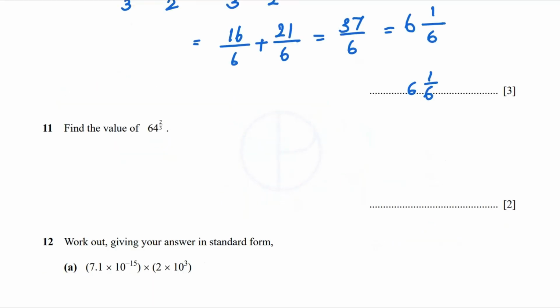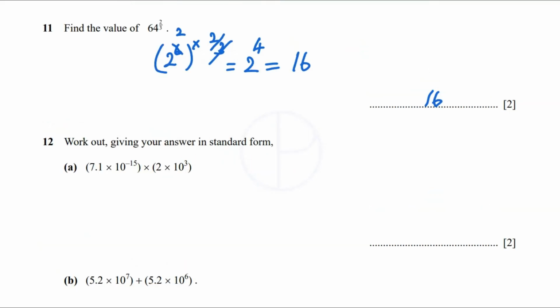Find the value of 64 power 2 over 3. 64 can be written in powers of 2. 2 cube is 8. 2 power 5 is 32. 2 power 6 is 64. So 2 power 6 multiplied by 2 over 3. So 3 goes into 6 2 times. So 2 power 2 times 2 is 4. So 2 power 4 is 16.